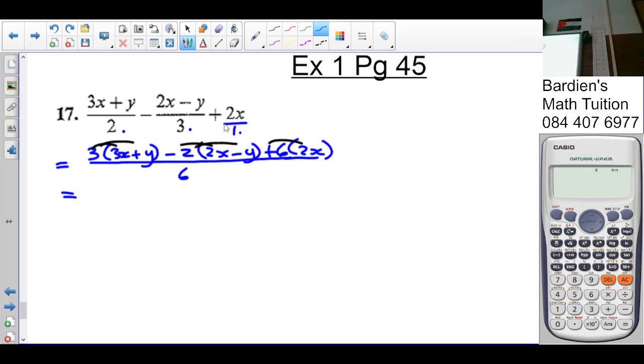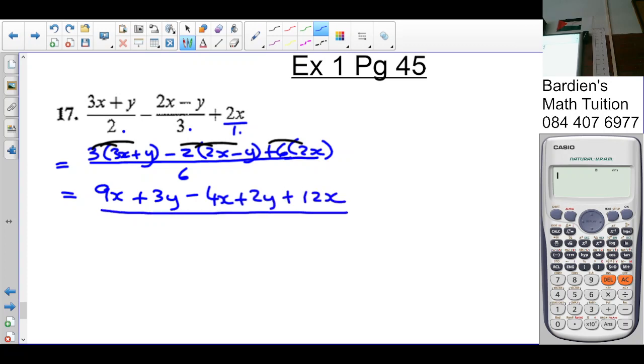Yes. Right, let's go. 9x plus 3y minus 4x, 4x plus 2y, plus 12x over 6. So what do we do now? Like terms. 9x minus 4x is 5x plus 12x, 17x. Plus 3y plus 2y over.